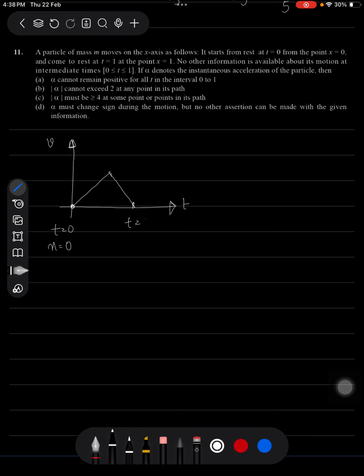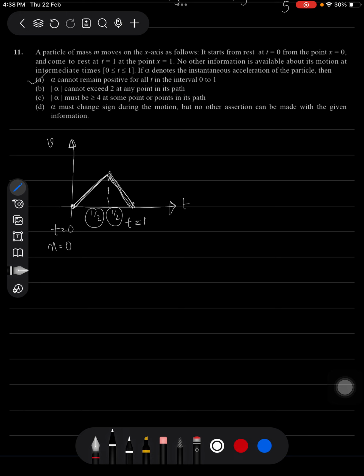Now see clearly, I am taking an assumption here. It is accelerating for half a second and decelerating for half a second, which means it has the same amount of acceleration and deceleration. So one thing is sure, alpha cannot be always positive. For some time it has to accelerate, for some time it has to decelerate. Then only it can come to rest, which implies option A will be definitely correct.